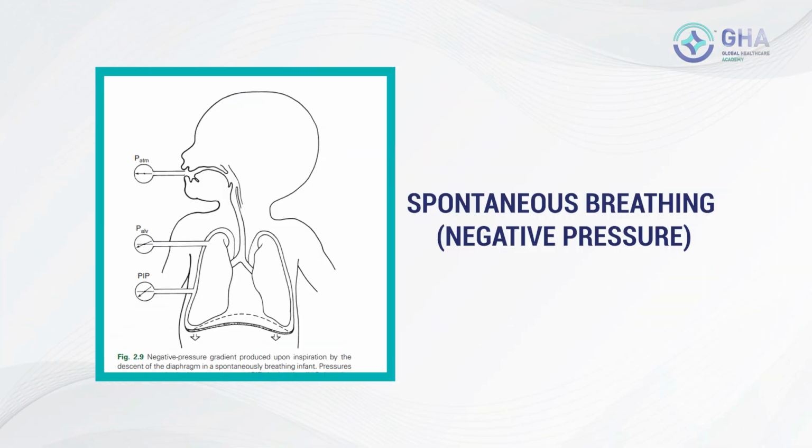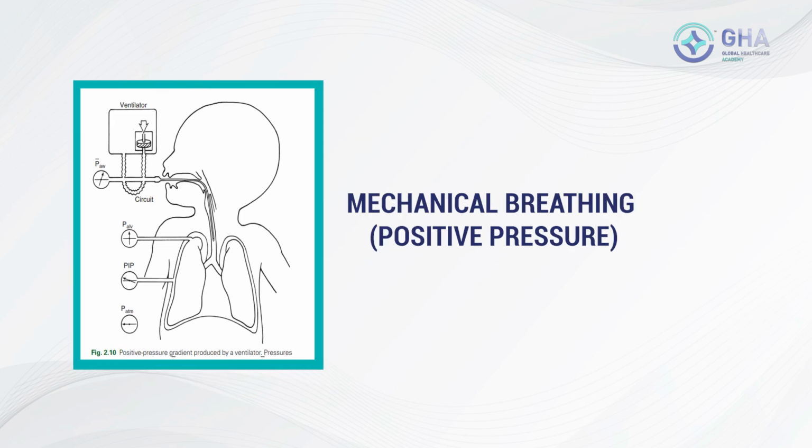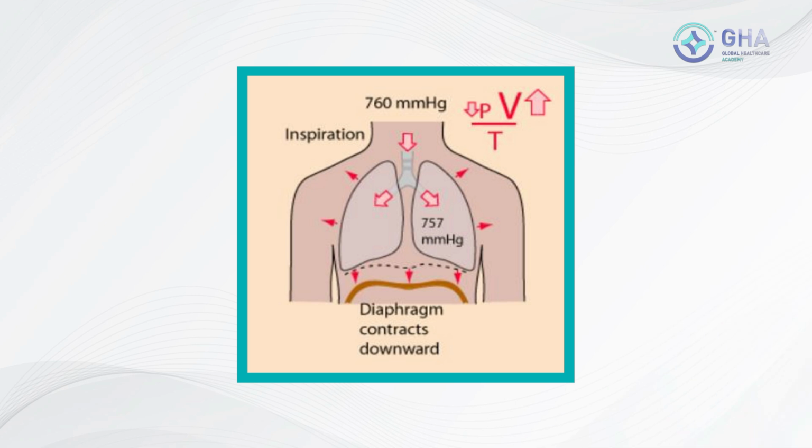Thus, for inspiration to occur, the pressure gradient is achieved by lowering the alveolar pressure, and that is negative pressure ventilation, which is our spontaneous breathing, which is natural. A mechanical breath, as opposed to this, is positive pressure ventilation. It's not natural. Looking at these pictures, you can see the atmospheric pressure is 760 while the inside alveolar pressure is 757, for the air to be sucked inside.